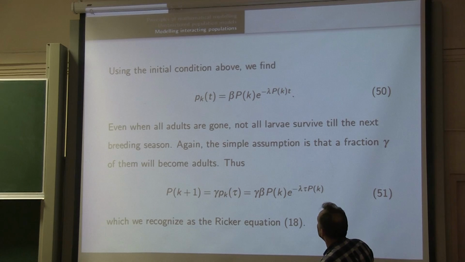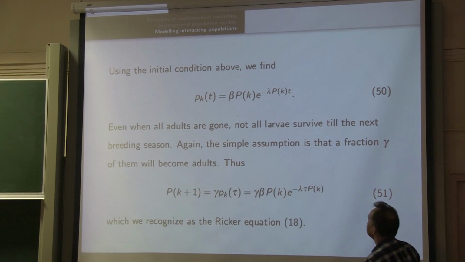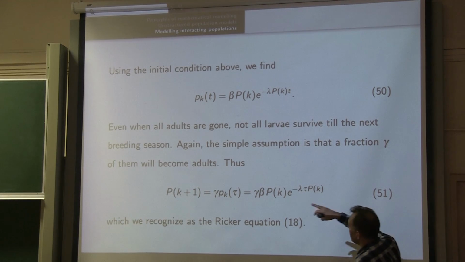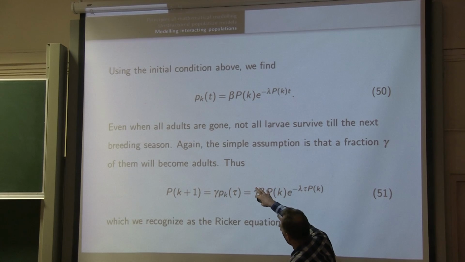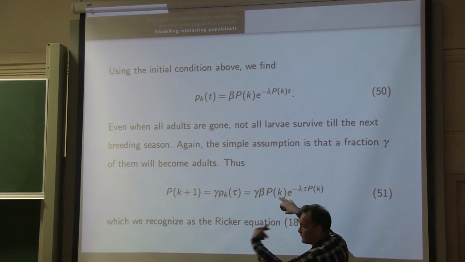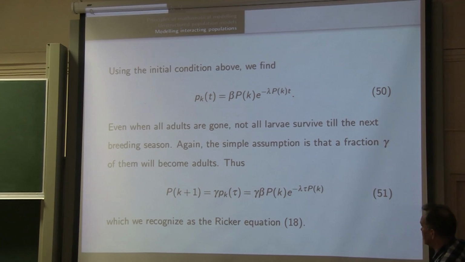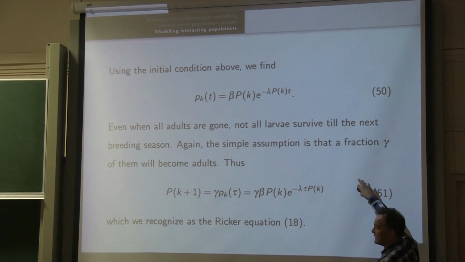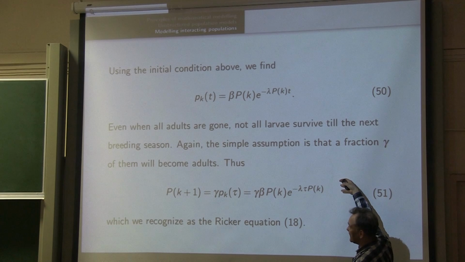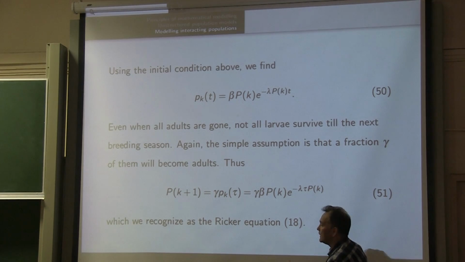So when all adults are gone, so after time tau, not all larvae survive. And again, we take exponential death rate.